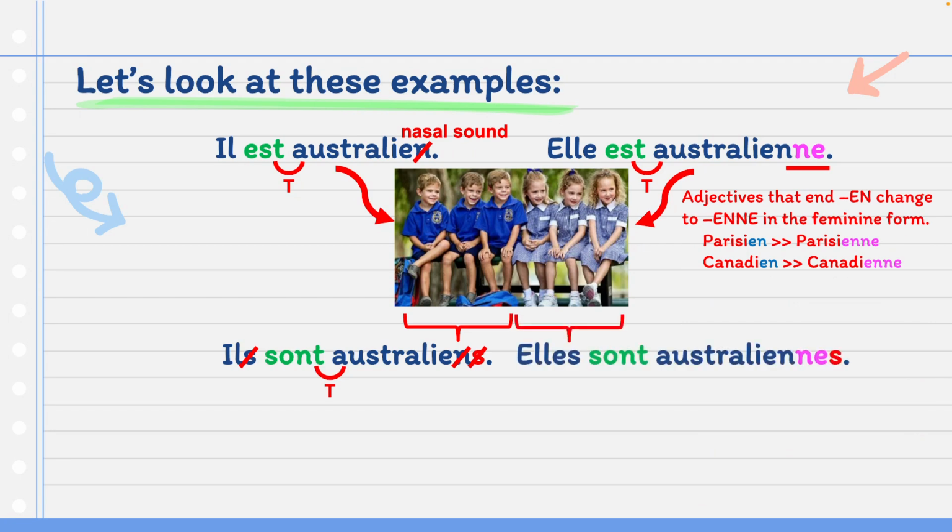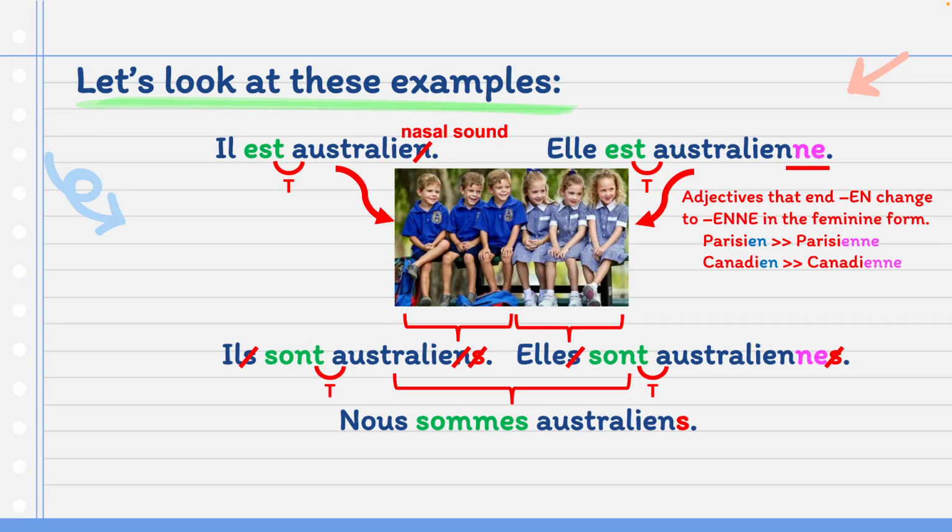Now, if we're just speaking about the girls and we want to say they are Australian, we would say elles sont australiennes. We can make that T sound between sont and australienne. We don't pronounce the S on elle, and we don't pronounce the S at the end. Now, if we want to say all of us are Australian, boys and girls, we are Australian, we could say nous sommes australiens. We don't pronounce those final S's.